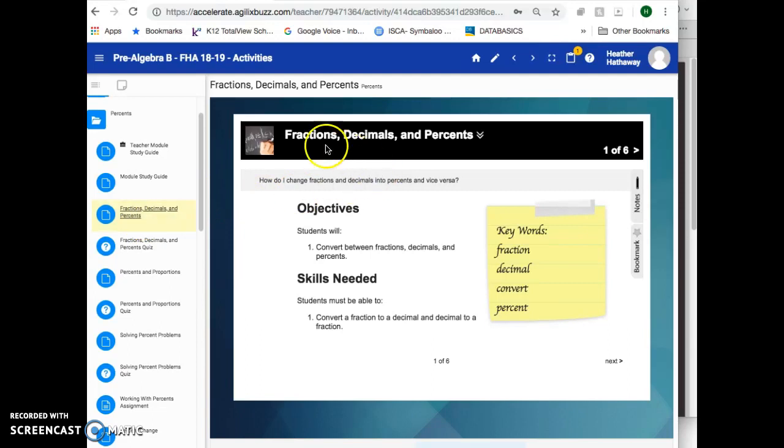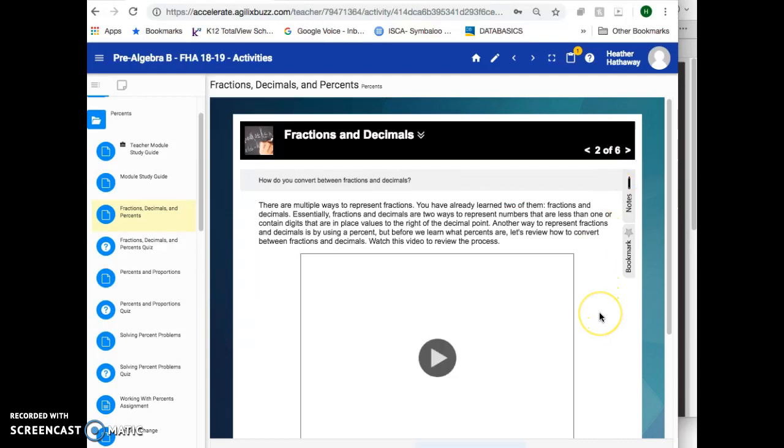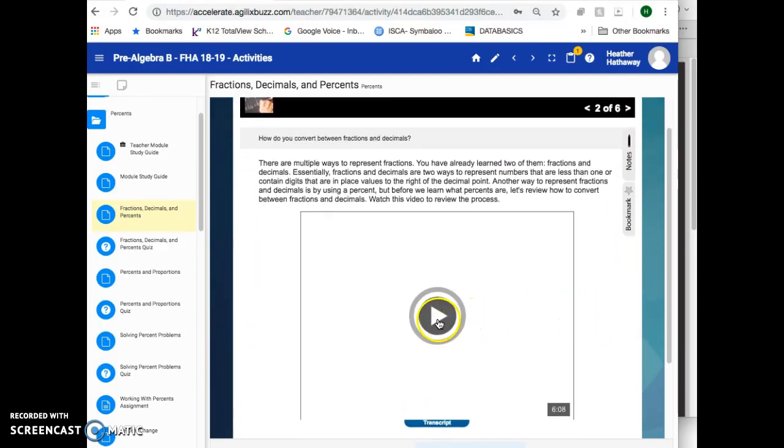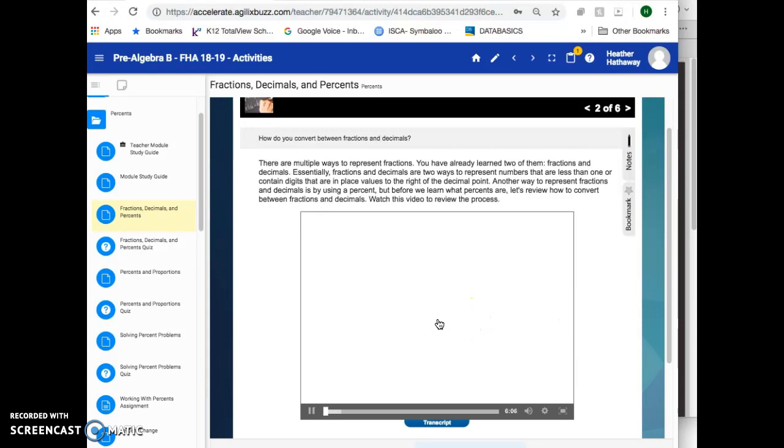Yours should look just the same. It's called fractions, decimals, and percents. You may feel like this is too much of a review. Some of you may be really good in math, some of you may be struggling, but still I want you all to go through this. So you go right here and you click on this, and this is your first lesson, okay?